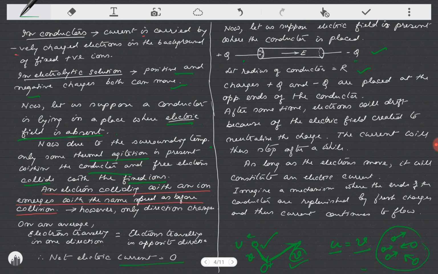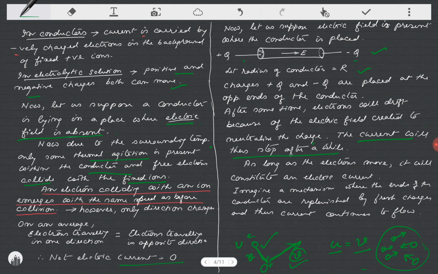What happens after some time? Electrons will drift because of the electric field created, to neutralize the charge. The negative fuses with the positive and the charge is neutralized. This negative charge will be attracted to the positive. So the electrons neutralize and ultimately no current flows through it, and the current will thus stop after a while. But as long as these electrons move, they constitute an electric current. Do you agree? Yes. Okay.